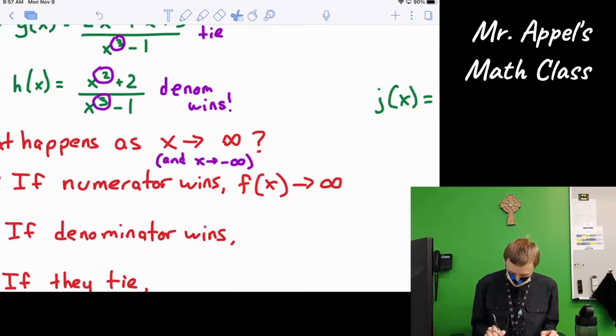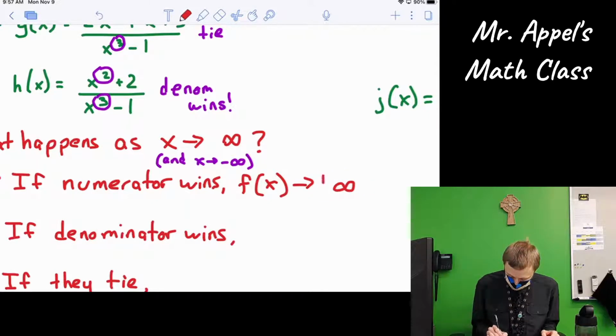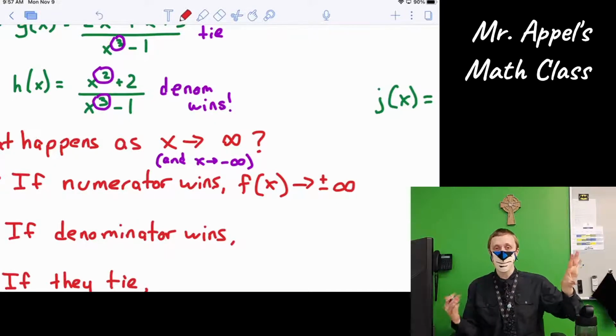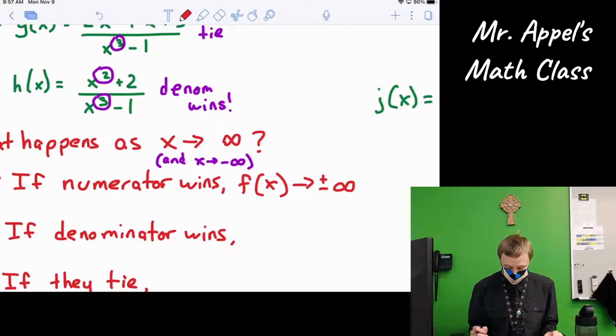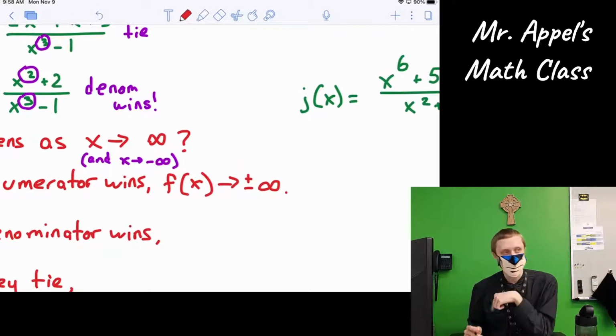I will put a disclaimer on here. Positive or negative. Because, of course, if we have a negative coefficient on the front, that flips the whole thing upside down and it zips down towards negative infinity. But we can be a little bit more specific than that.